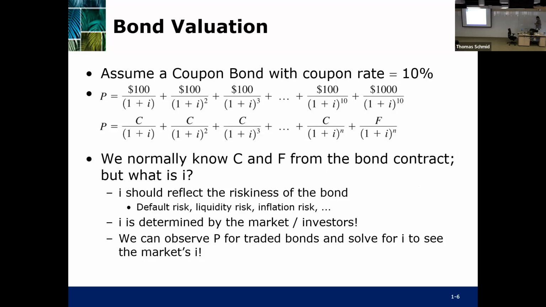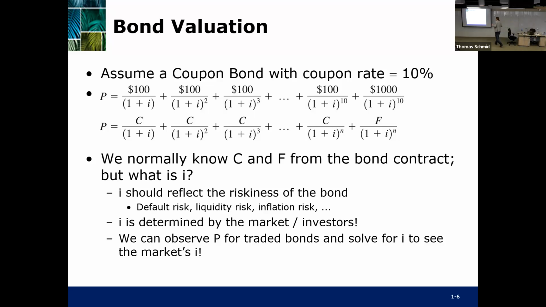So let's look at an example. If you have a bond, and this is a coupon bond, 10% coupon bond, $1,000 face value. So this is written in the bond contract. How much are you willing to pay for that bond? Well, basically the present value of the future cash flows. So you write down the cash flows. You get 100 in 1 year, 100 in 2 years, 100 in 3 years, and you get the face value, the 1,000 in 10 years, plus the last coupon payment. So these are the cash flows.